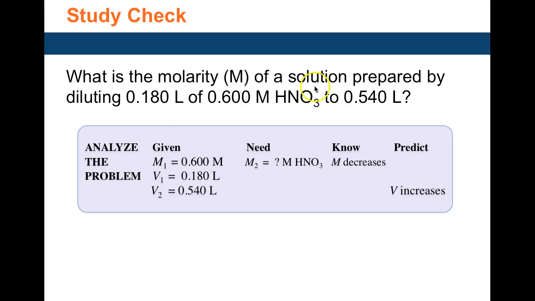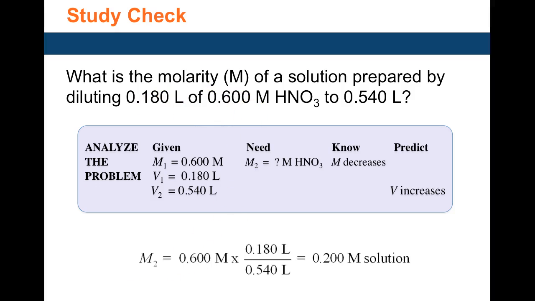What is the molarity of a solution prepared by diluting 0.18 liters of 0.6 M HNO3 to 0.50 liters? All right, so M1, V1, this is V2, and you want to find out M2. So 0.180 times 0.6 divided by 0.540. 0.2 M is the final molarity.